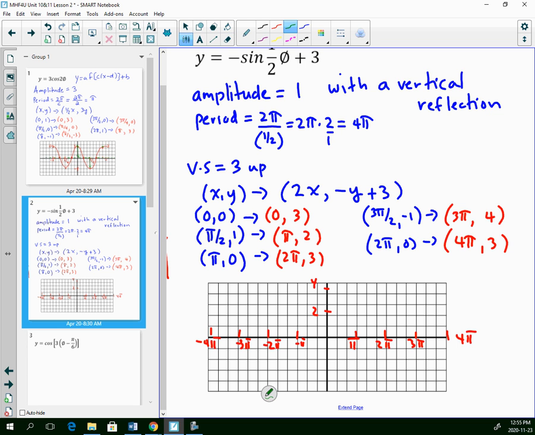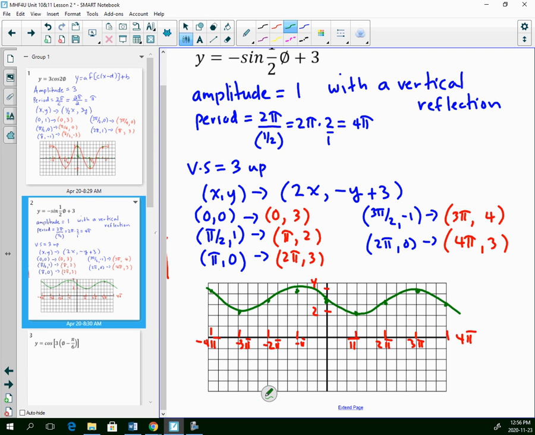So it starts at 0, 3. At pi, it goes down to 2. 2 pi, it goes back to 3. 3 pi, it goes maximum of 4, and then back to 3. So there's one cycle. And then I'll just repeat going the other way. So every pi, I'm going to get a new point. So then I would be going up to the maximum, back to the middle, down to the bottom, back to the middle. And there's a cycle going to the left.